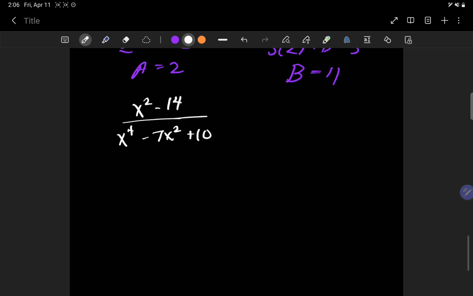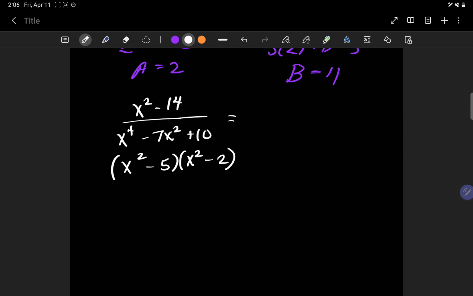Okay, so if you're trying to do partial fractions on this, you need to factor that denominator. And if you don't know how to factor something like this, let us know, because we can make a video on how to factor higher degree polynomials. Exactly. So this is going to be x squared minus 5, and then x squared minus 2.